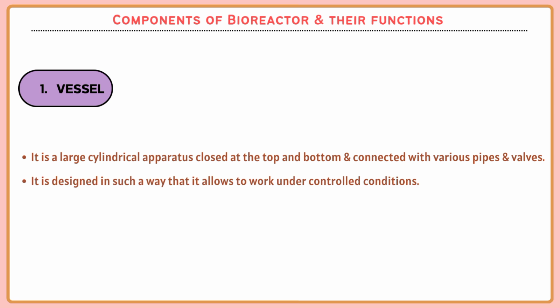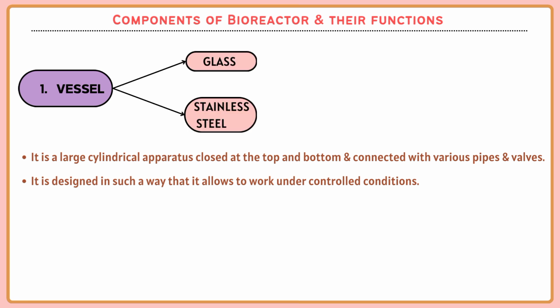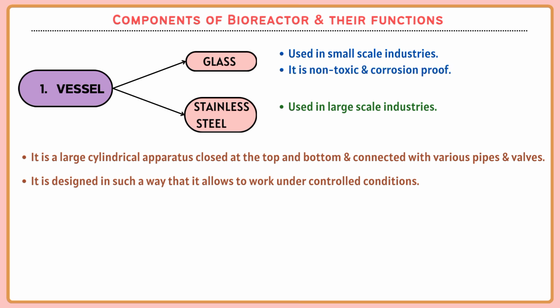A vessel can be made of glass or of stainless steel. Generally, we use stainless steel. If vessels are made of glass, they are used in small scale industries, while if vessels are made of stainless steel, they are used in large scale industries. The glass vessels are non-toxic and corrosion proof, and stainless steel vessels also resist pressure and corrosion.